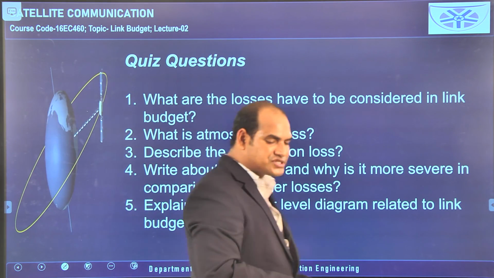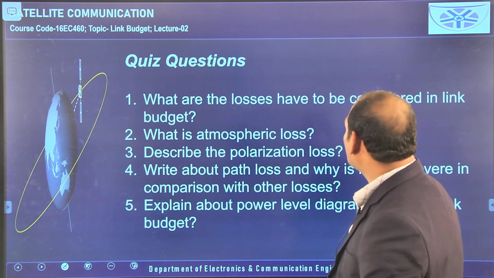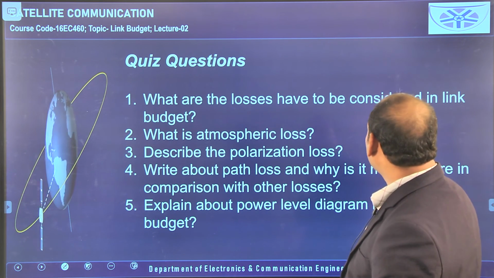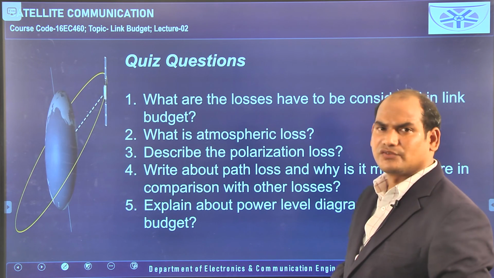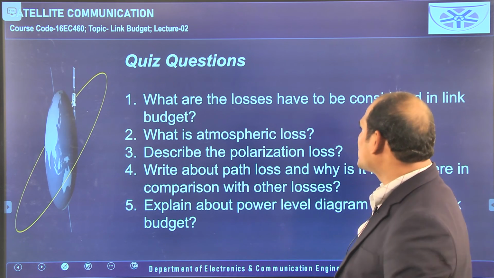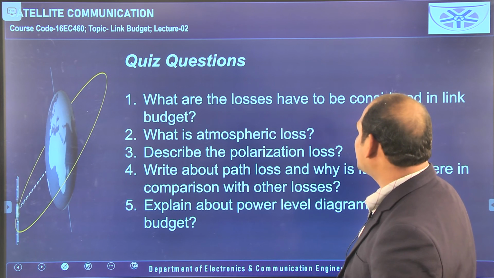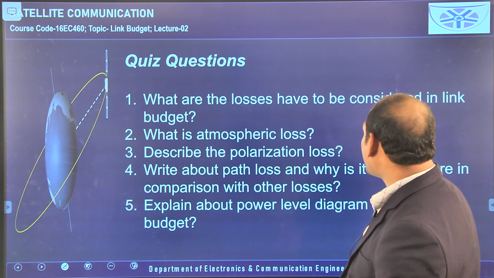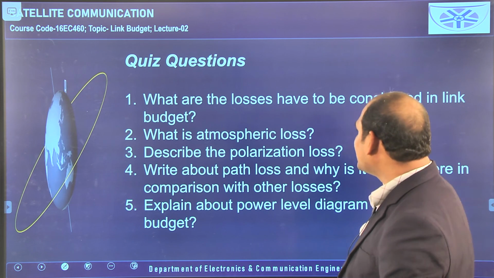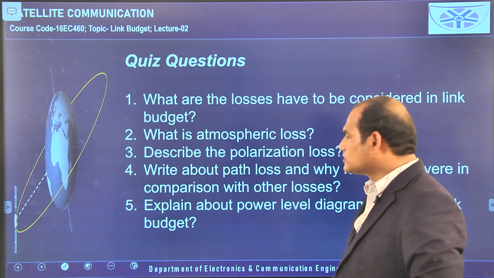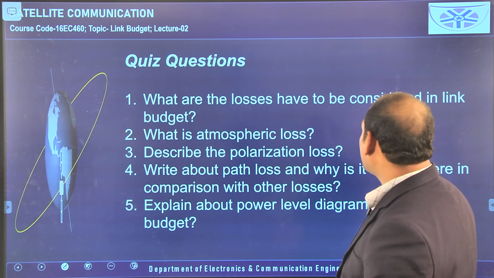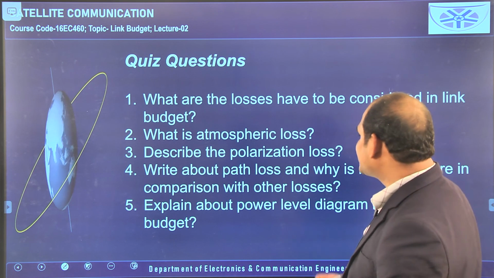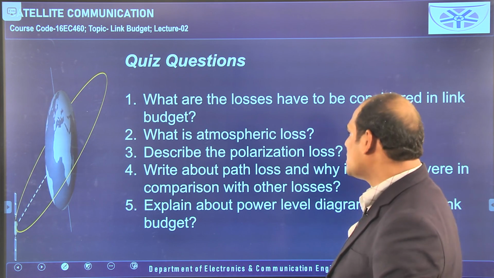And these are the quiz questions. By understanding this lecture, you can answer all these questions. What are the losses to be considered in the link budget? What are the different losses? All those things you can write here. And what is the atmospheric loss? We have discussed it already. Describe the polarization loss. Write about path loss and why it is more severe in comparison with the other losses. Also explain the power level diagram, the last diagram we have seen, power versus distance; you need to write about that diagram.